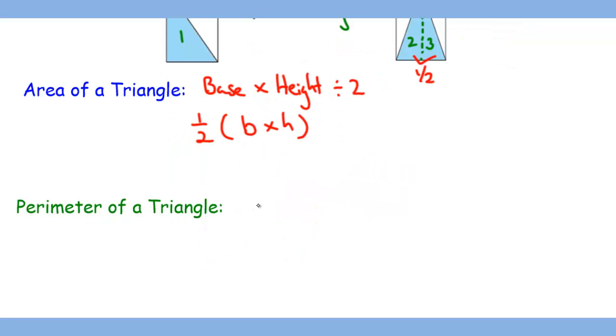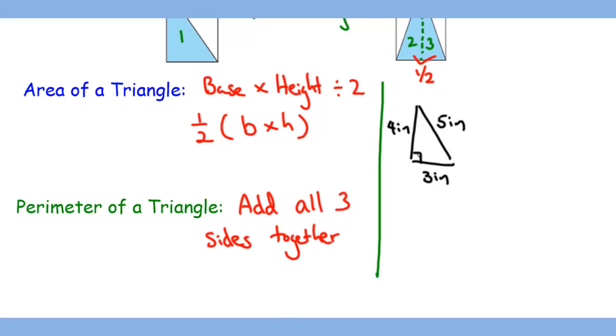And the perimeter of a triangle is basically the outside of the triangle. All you need is add the 3 sides together. So let's try with 2 examples right here. Notice how here's the right triangle. That means this will be the height and this will be the base.